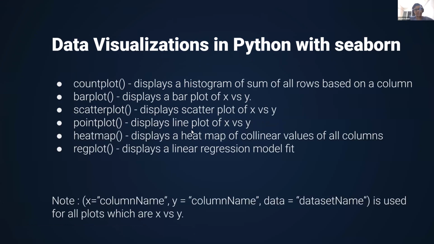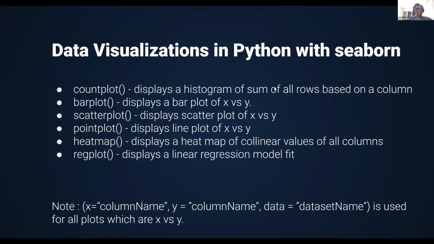Okay, so these are a bunch of plots. We will see them on Colab, but this is just a brief explanation. Count plot displays a histogram of the sum of all the rows based on a column as a key. So think of it as a key and value situation. Bar plot is a simple bar plot of X versus Y. Scatter plot is also a simple scatter plot. Point plot displays a line plot. It's a categorical plot. We won't be looking much into those, but it's good to know.